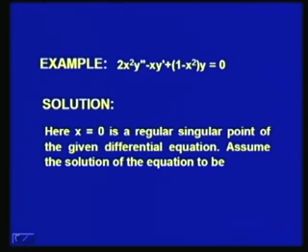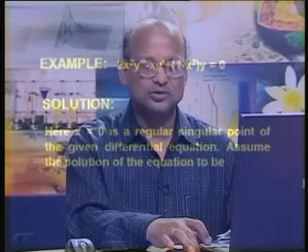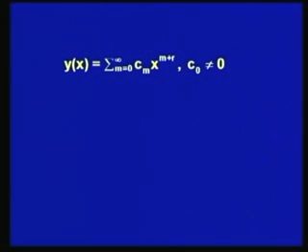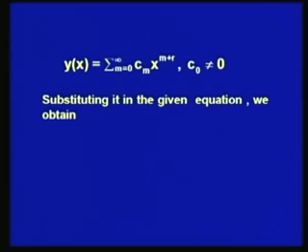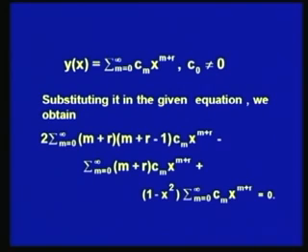So when we multiply a1(x) over a naught(x) by (x minus x naught), that is x, and a2(x) over a naught(x) by x square, then they both have removable singularities at x equal to 0. Therefore x equal to 0 is a regular singular point of the given differential equation, and therefore we can apply the Frobenius method to solve this second order differential equation. So let us assume the solution of the differential equation to be y(x) equal to sigma m equal to 0 to infinity Cm x to the power m plus r, where C naught is not equal to 0, and substitute it in the given differential equation.